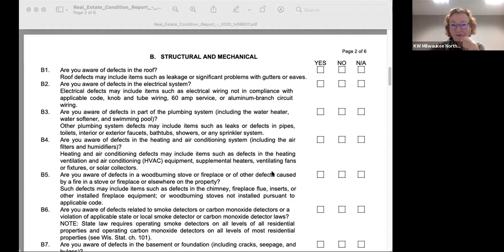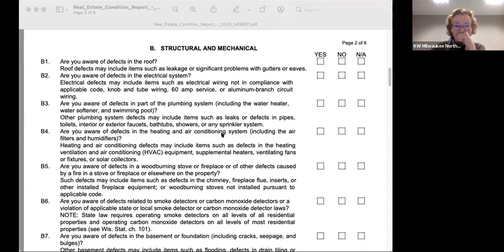So again, when it talks about the beginning of each line, are you aware of defects? Are you aware of defects in the roof? Are you aware of defects in the electrical system? And then they give some examples.